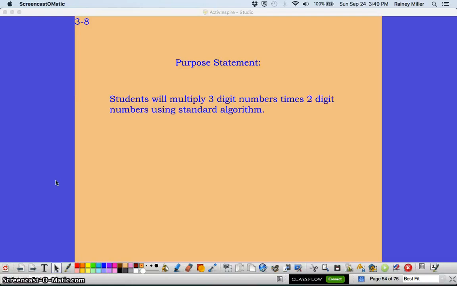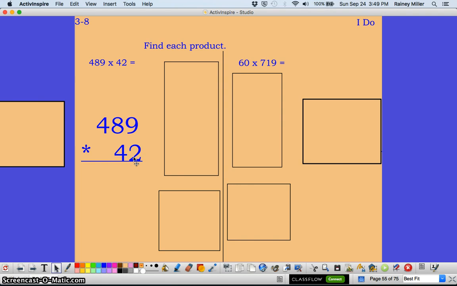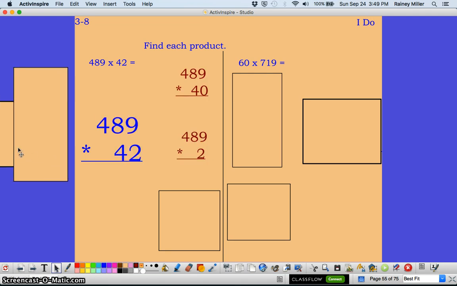So what we're going to be doing is multiplying 3-digit numbers by 2-digit numbers. This is really similar to what we did in the last lesson. So first thing I do is I write the problem so it makes sense to me. So I have 42 here, so I know it's made out of 40 and 2. So if I take 40 times 489 plus 2 times 489, that would give me the answer.